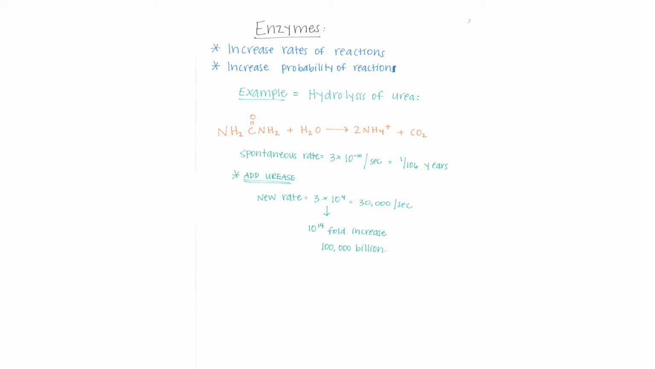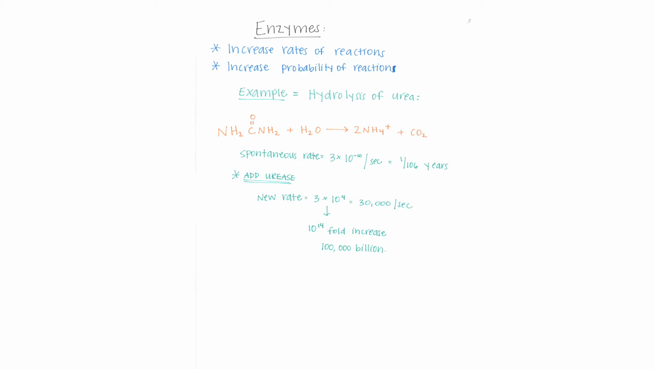So here's an example of the hydrolysis of urea. Urea is NH2, C double bond O, NH2. With the addition of water, you get the hydrolysis to 2 molecules of ammonia and CO2. So this hydrolysis of urea will take place spontaneously. And we know the rate. The rate is 3 times 10 to the minus 10th per second, which turns out to be 1 every 10^6 years. One hydrolysis reaction every 10^6 years. So it's extremely rare, extremely unlikely, but it will happen.